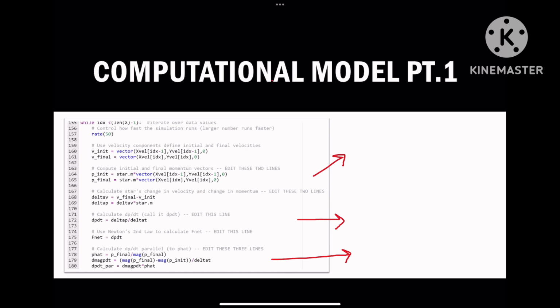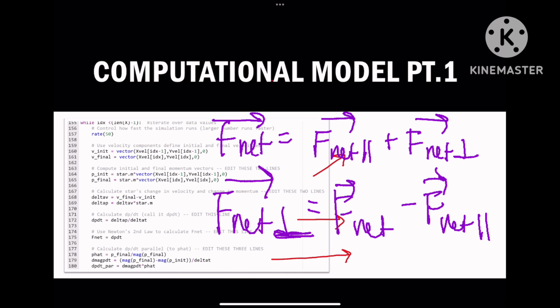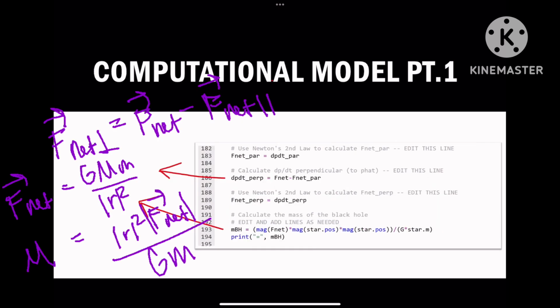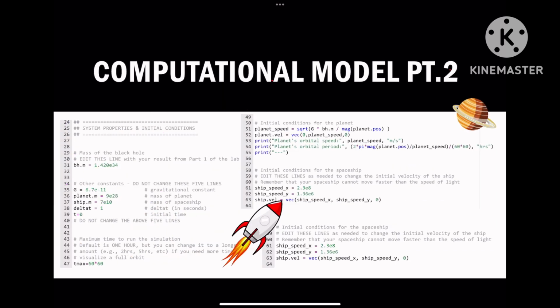To find both the parallel and perpendicular components of Fnet, we calculated the parallel component with the following formula and subtracted this value from Fnet to get the perpendicular component. And then here are the other lines of code that I forgot to show. So here are the initial conditions for part 2, both the program itself and the planet and spaceship.